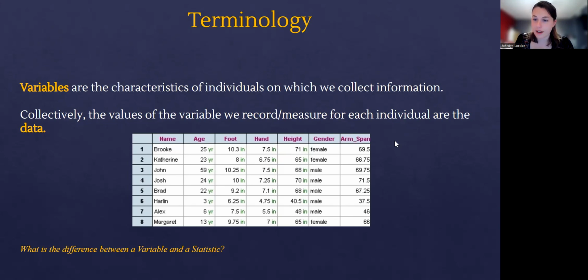So along the top there, that's our variables. The information in the table, that is our data. If I compute the average age of this data, that would be a statistic. Okay, so three very different things there.